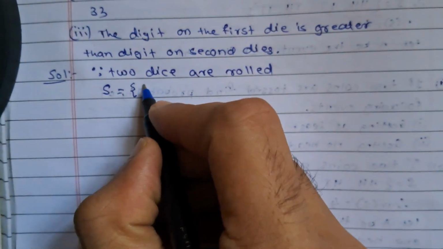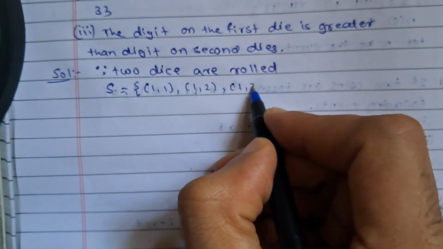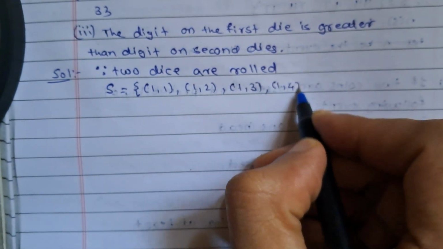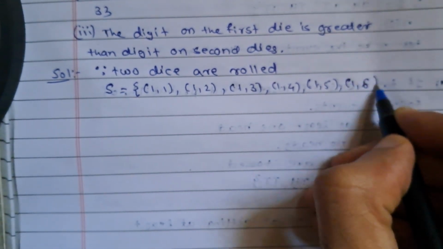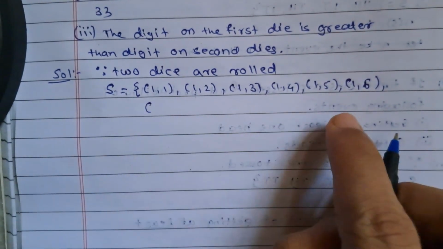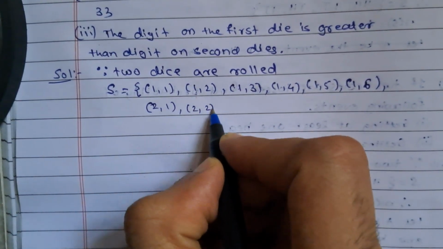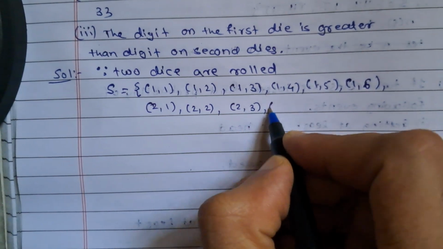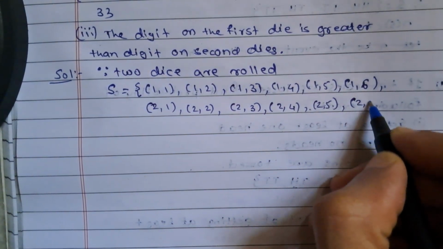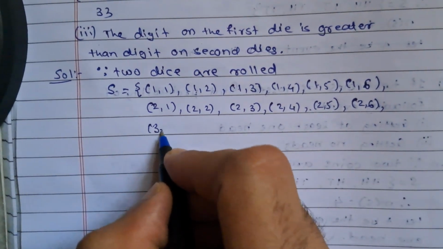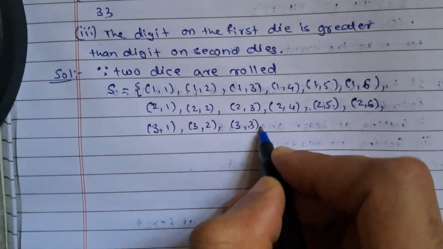So let's try to recall, whenever two dice are rolled, what might be the sample space looking like. You are right, it should be 1 comma 1, 1 comma 2, 1 comma 3, 1 comma 4, 1 comma 5, 1 comma 6. And here, as we did the last time, make sure that 2 comma 1 starts from the next line, 2 comma 1, 2 comma 2, 2 comma 3, 2 comma 4, 2 comma 5, 2 comma 6, 3 comma 1, 3 comma 2, 3 comma 3, 3 comma 4.